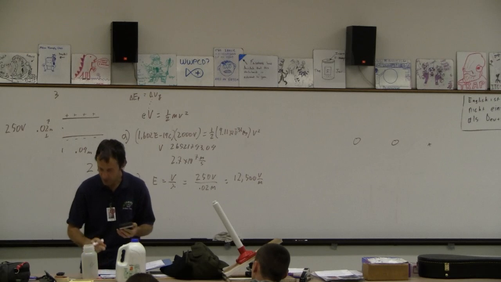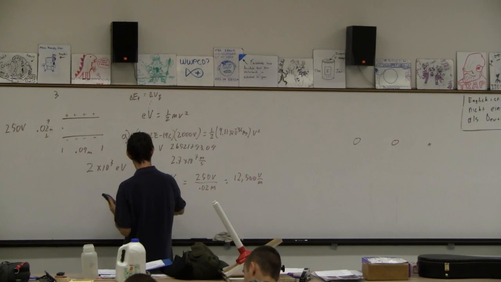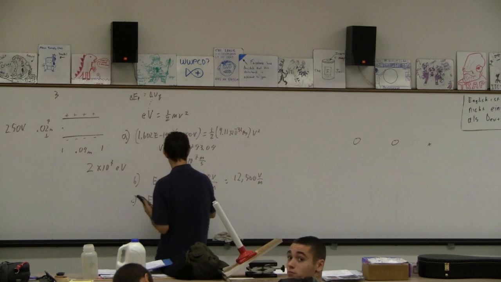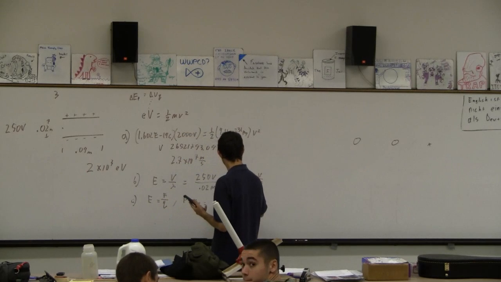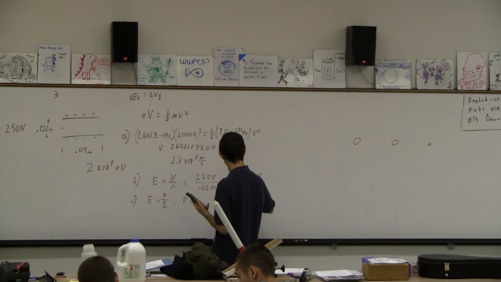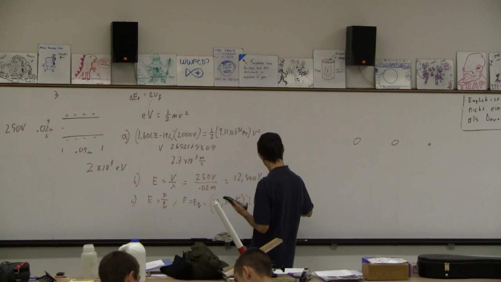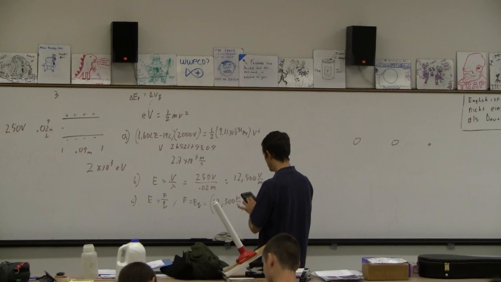Calculate the force acting on the electron. That's part C. If E is equal to F over Q, then F is EQ. So that's 12,500 newtons per coulomb times Q, which is 1.602 E minus 19. I'm going to store the velocity in V.